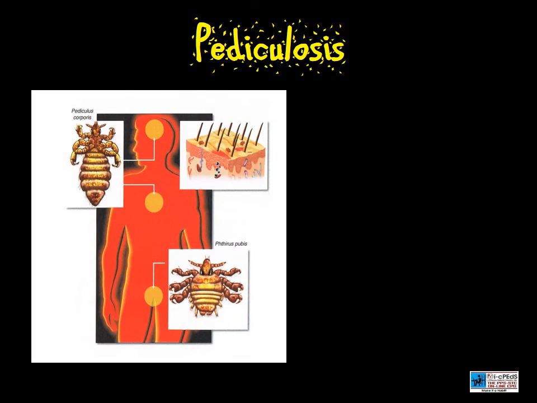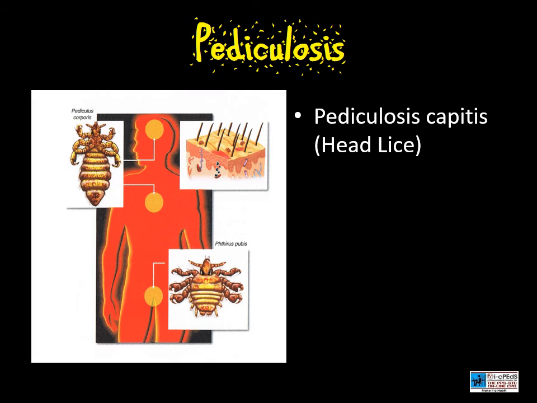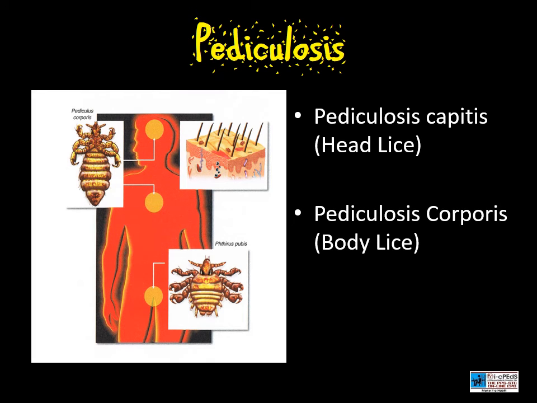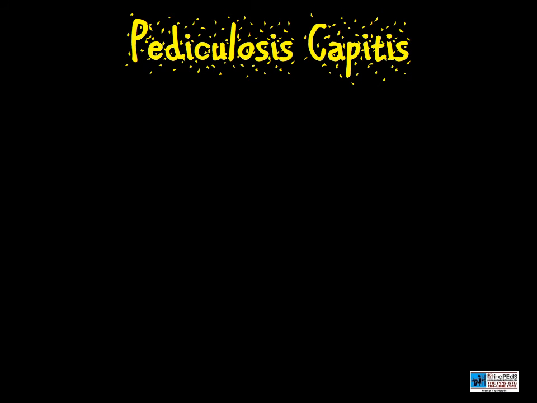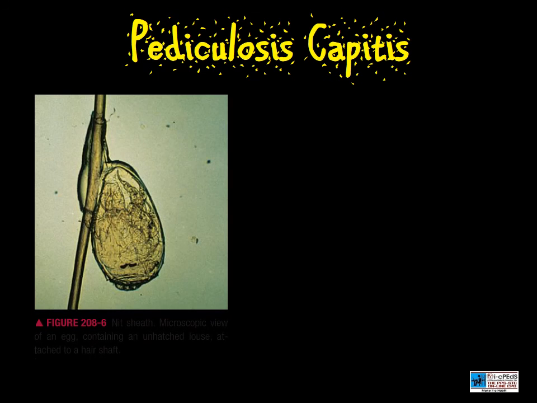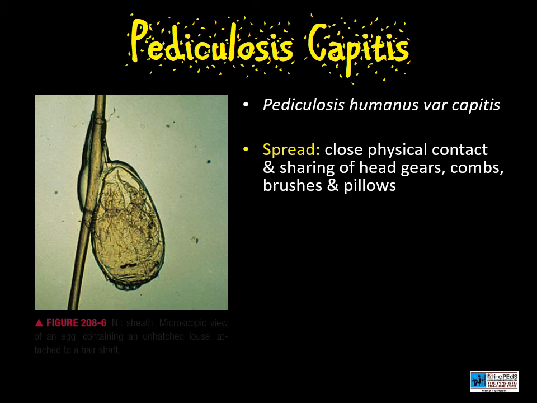Pediculosis infestation can involve the head, termed Pediculosis capitis, the body, Pediculosis corporis, or the pubic area, also known as Pediculosis pubis. The main mode of transmission of head lice is contact with a person who is already infested. The majority of head lice infestations are asymptomatic.